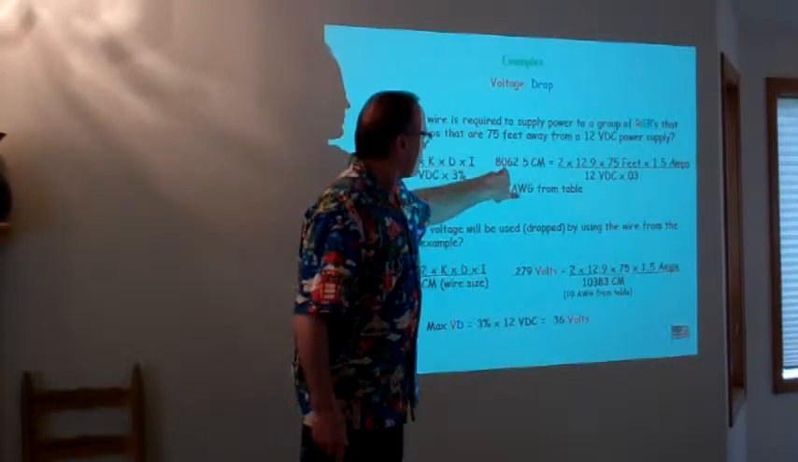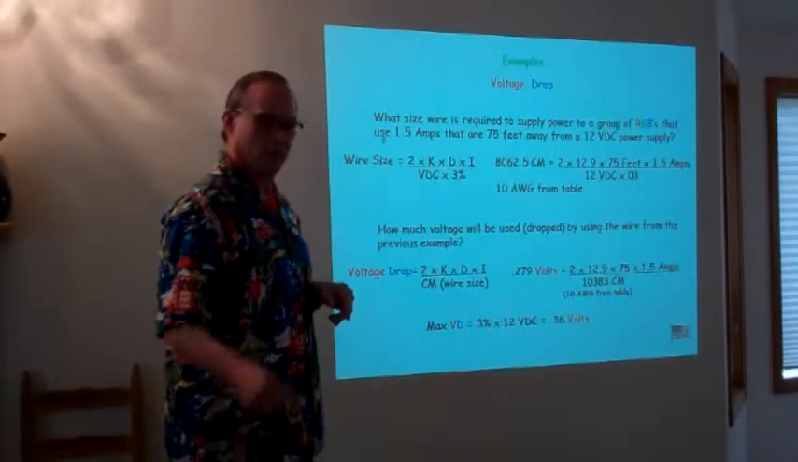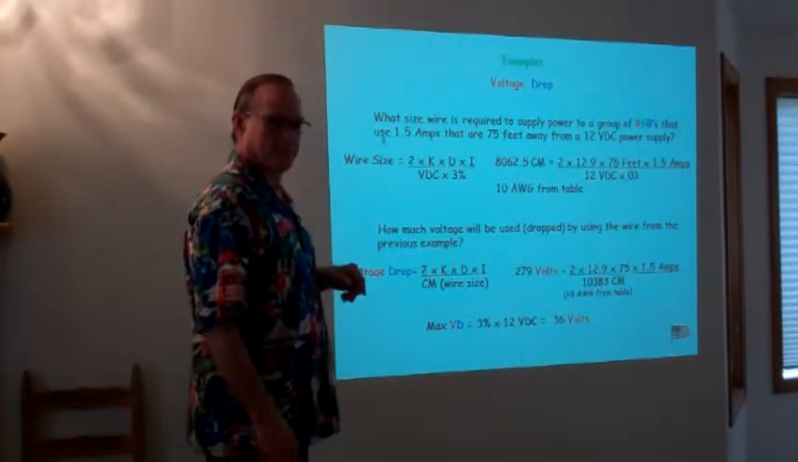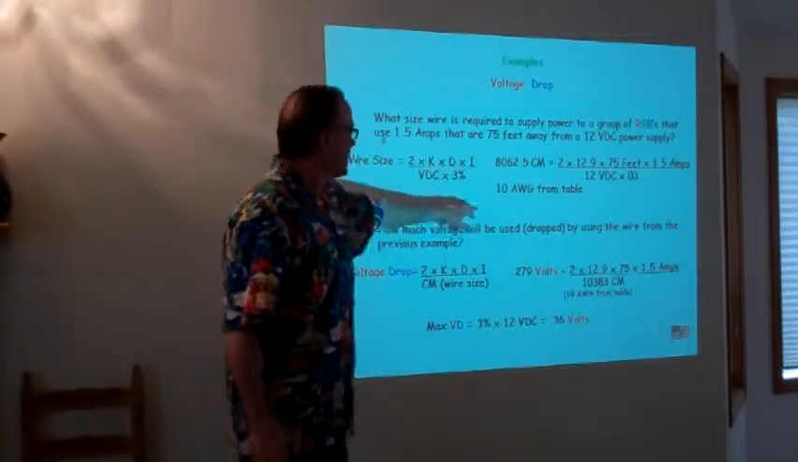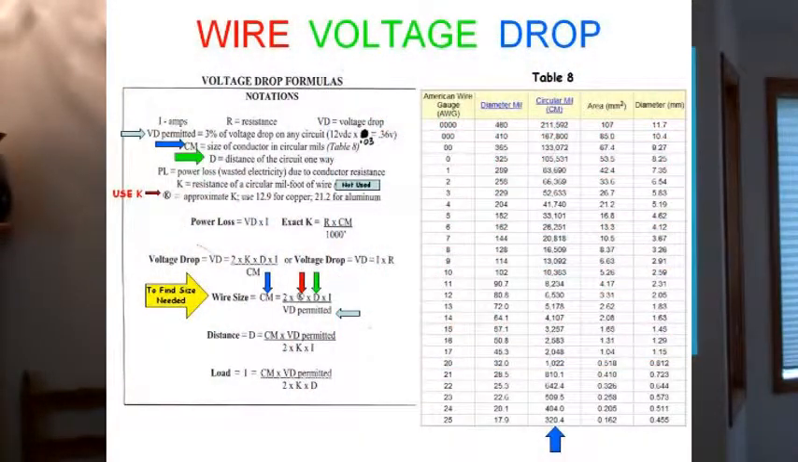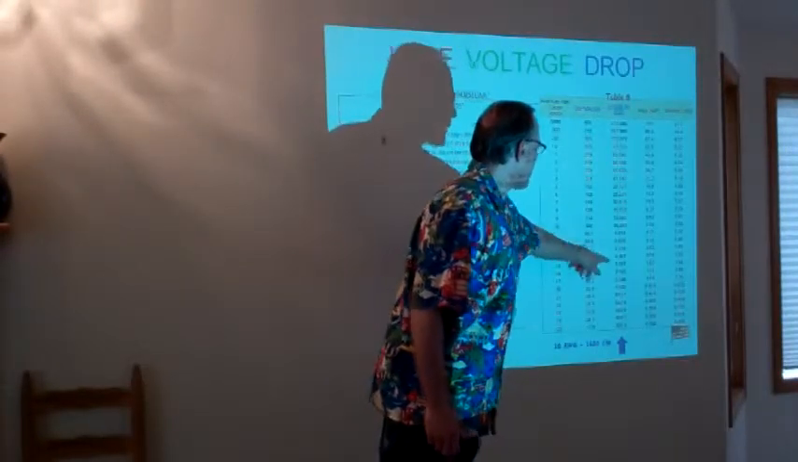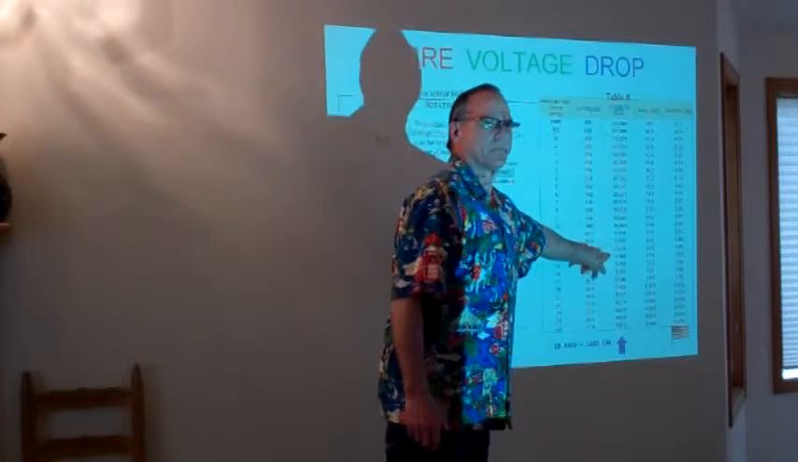You'll notice that you've got 8,062.5. Kevin, can you turn me back on that? And you'll notice I've got number 10 gauge wire here. All right, 10 gauge wire. There we go. So at 8,062, if you were looking for 8,062, you would not find it.